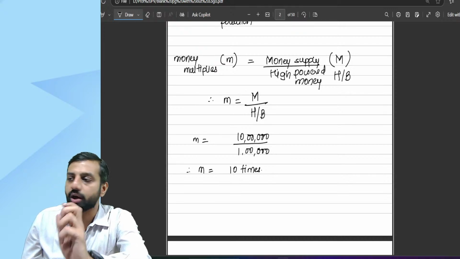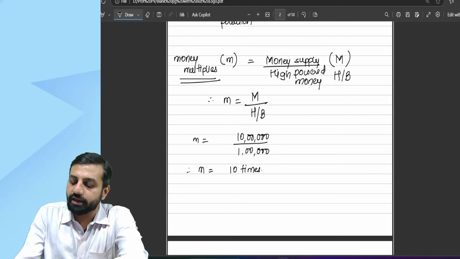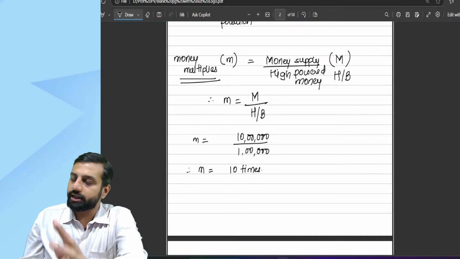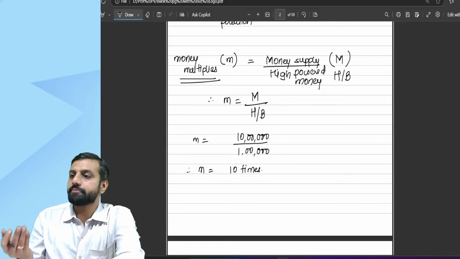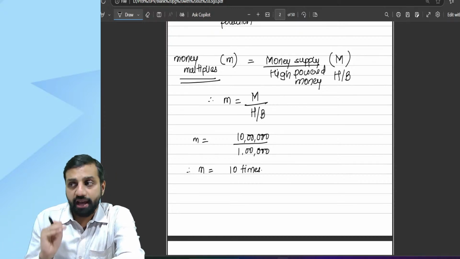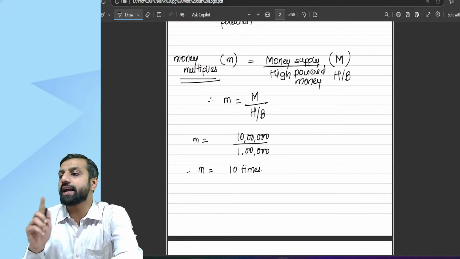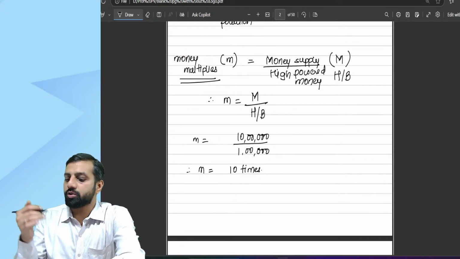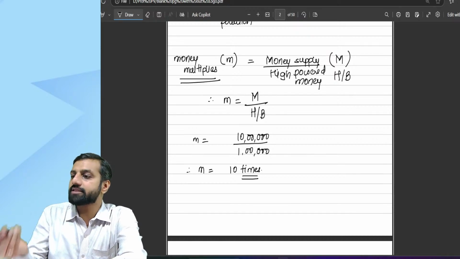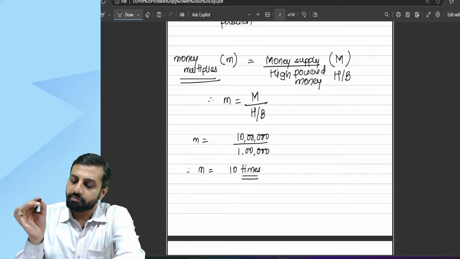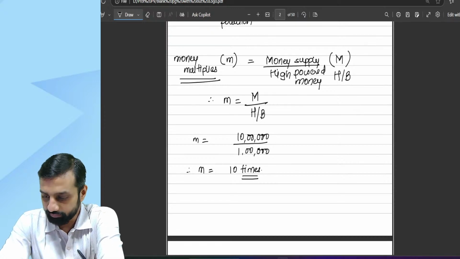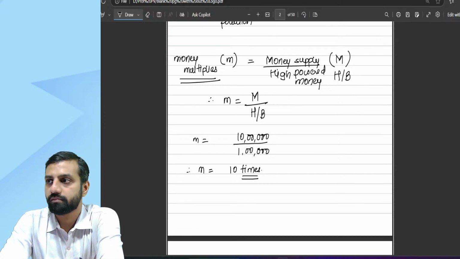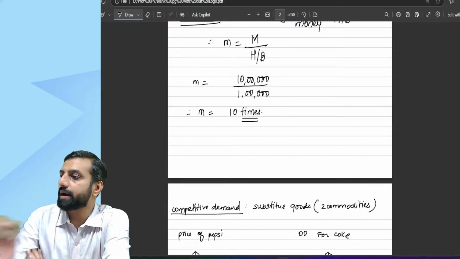Anything else that you have a doubt in? This is the concept of money multiplier. Money multiplier is equal to money supply upon the high powered money. So money supply in the economy is 10 lakhs, but RBI had issued high powered money as rupees 1 lakh. So 10 lakhs upon 1 lakh, how many times the money has multiplied is called money multiplier. Yes, Surya, absolutely correct. Is this part clear, Surya?